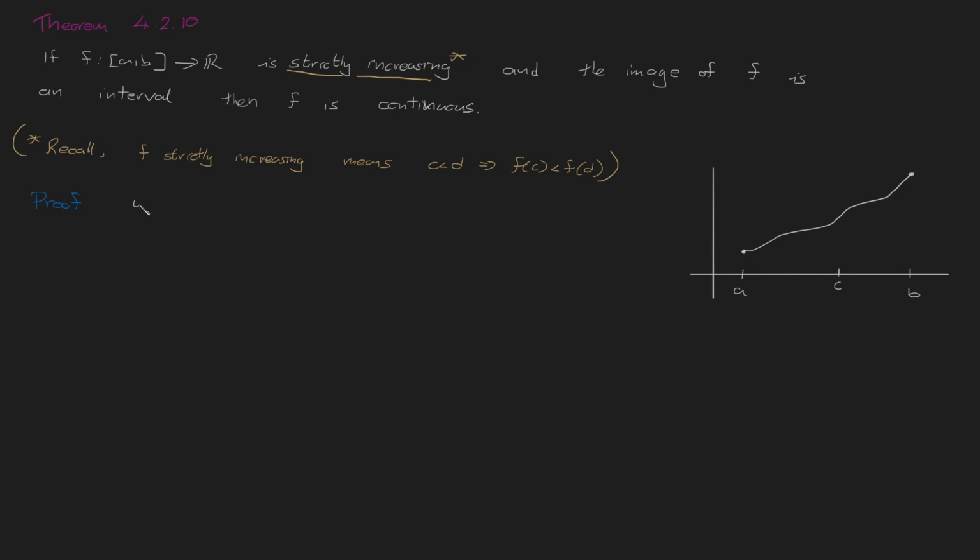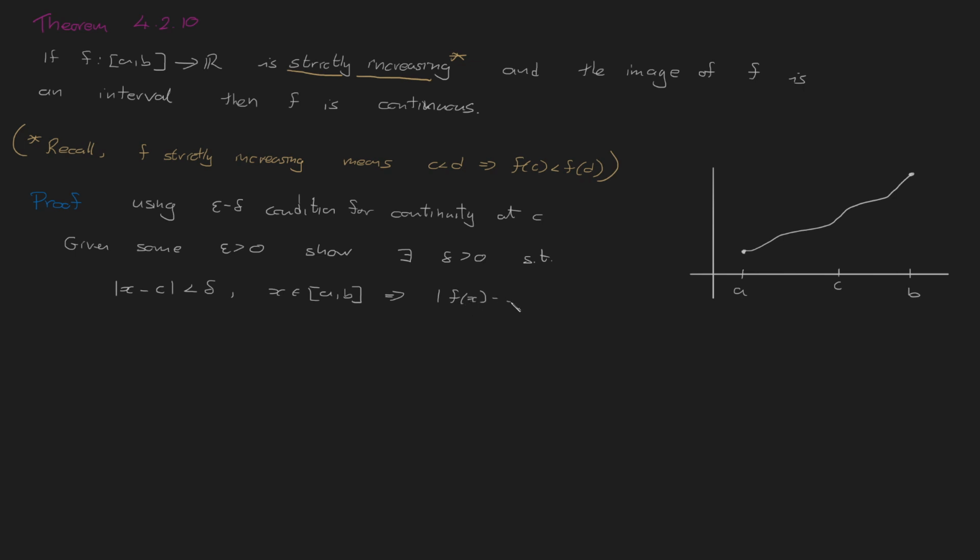So using the epsilon-delta condition for continuity, what we need is, if we're given some epsilon greater than 0, we must show that there exists some delta greater than 0, such that |x minus c| less than delta and x lying inside the domain of the function implies that |f of x minus f of c| is less than epsilon. And actually in this setup, with my strictly increasing function, this is not necessarily a difficult thing to do.